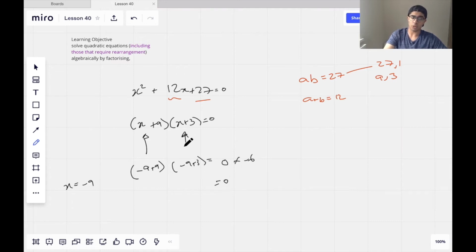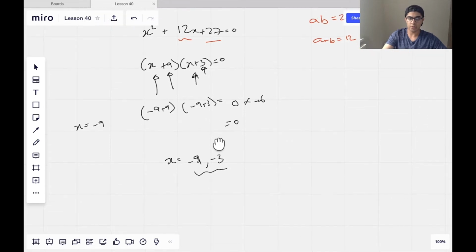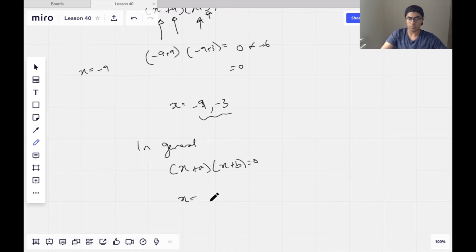And again, the same logic applies here. Once we factorize it, the solutions to our equation are x equals minus whatever is here and minus whatever is here. So minus 9 and minus 3. You have two solutions because two values of x satisfy this equation. So in general, if you have x plus a, x plus b equals 0, then x equals minus a or minus b. Or you can say "or" instead of a comma if you wish.